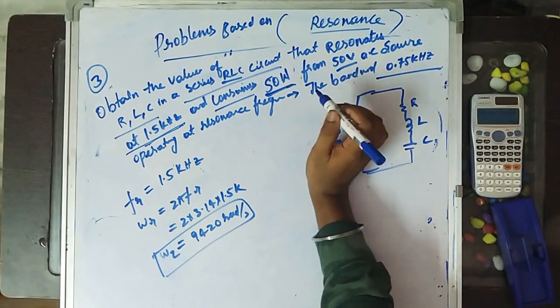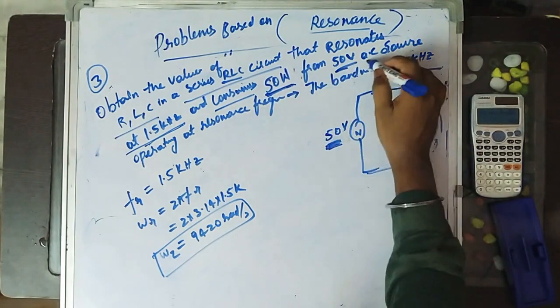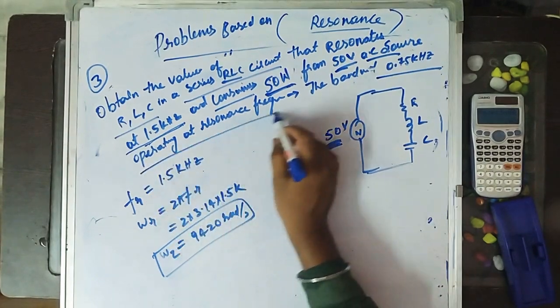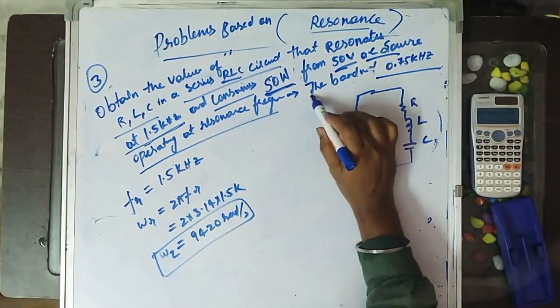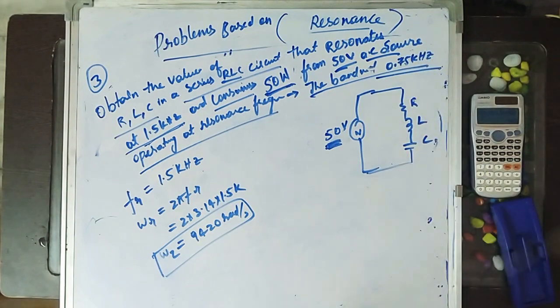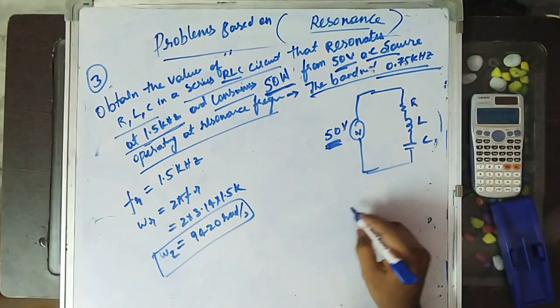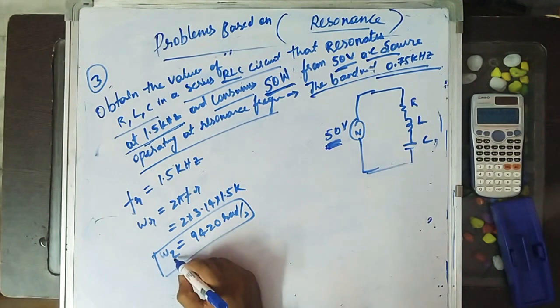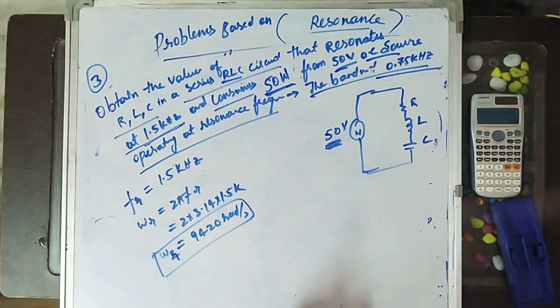So at resonance it is consuming 50 watts of power, with a supply of 50 volts AC source operating at resonance frequency, and they are also giving the bandwidth, 0.75 kilohertz. So you are getting the resonance frequency omega R. Now we want to find the R, L, C components.